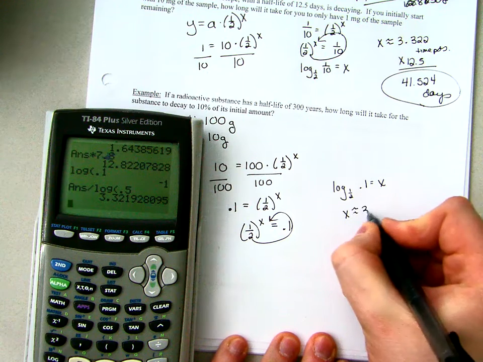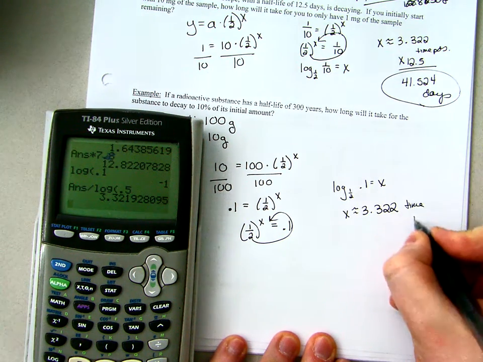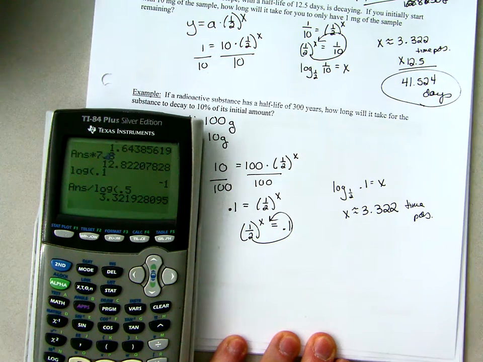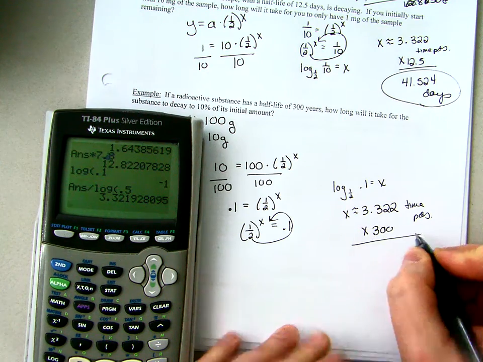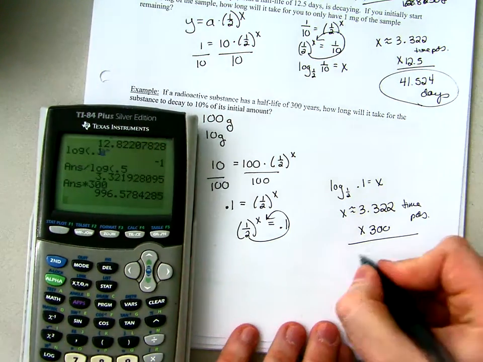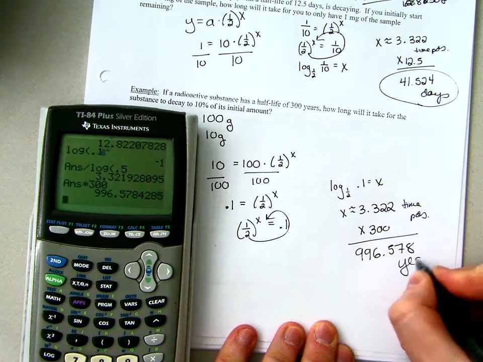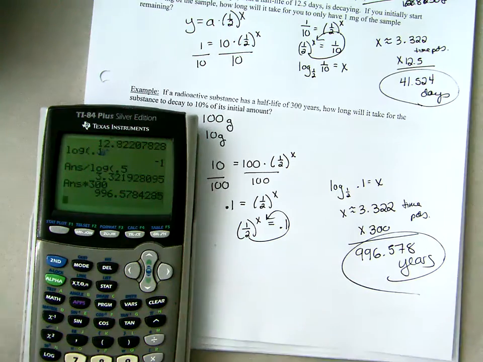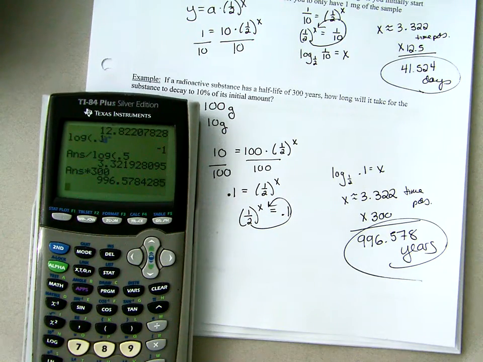So I'm getting about 3.322 for the number of time periods, which is the same thing we did get before. Therefore, do what? Claire? Multiplied by 300 years. Oh, it's multiplied. Oh, very good. Does this make some sense?